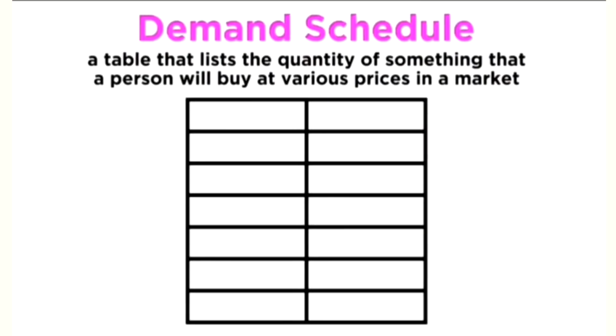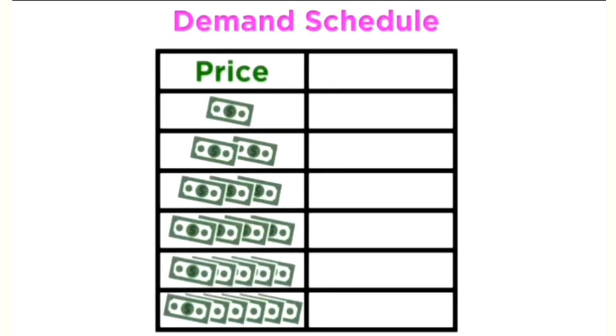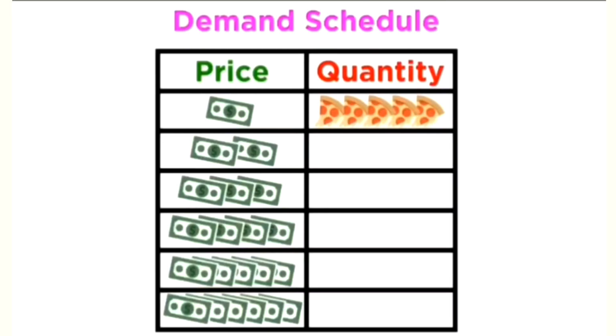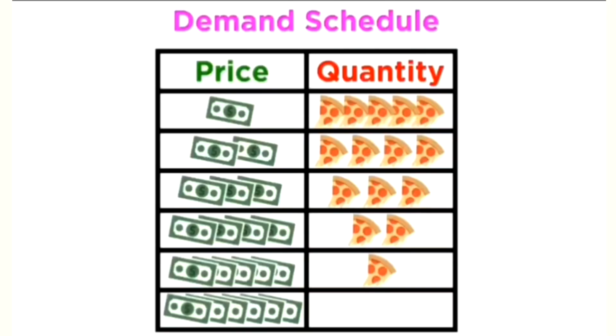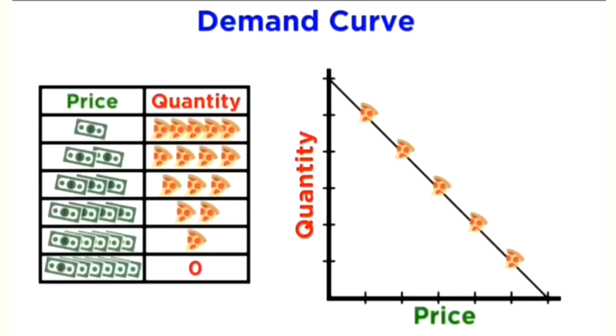We can illustrate this in a demand schedule, which is a table that lists the quantity of something that a person will buy at various prices in a market. Sticking with the pizza example, in the first column we have the price of a slice of pizza from $1 all the way to $6. And in the second column, we have the quantity demanded, which might be 5 slices when they are only $1, decreasing by 1 for every dollar increase, up to the limit of $6 per slice, where it is deemed by the consumer to be too expensive to purchase. Now, what if we plotted these numbers on a graph? The result would be a downward sloping demand graph, also commonly called a demand curve.